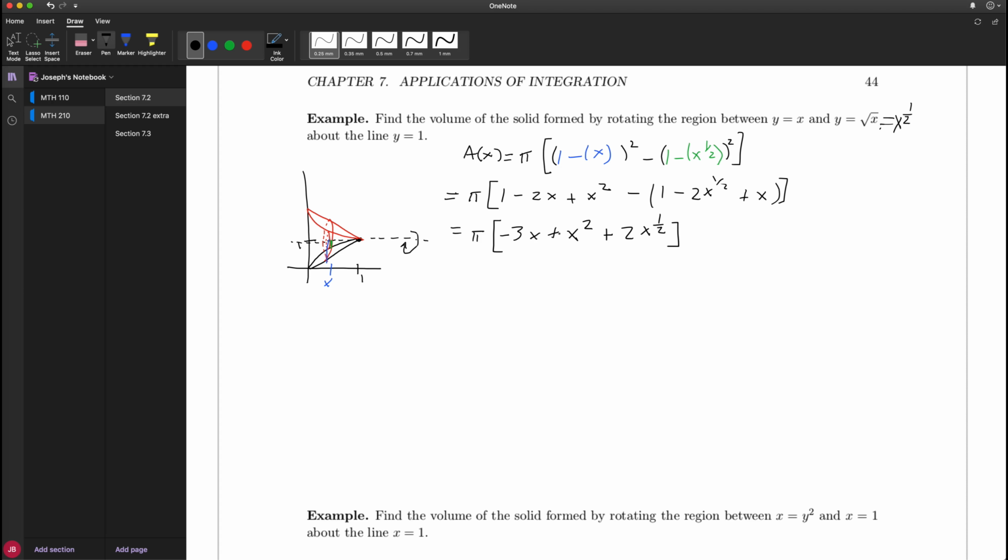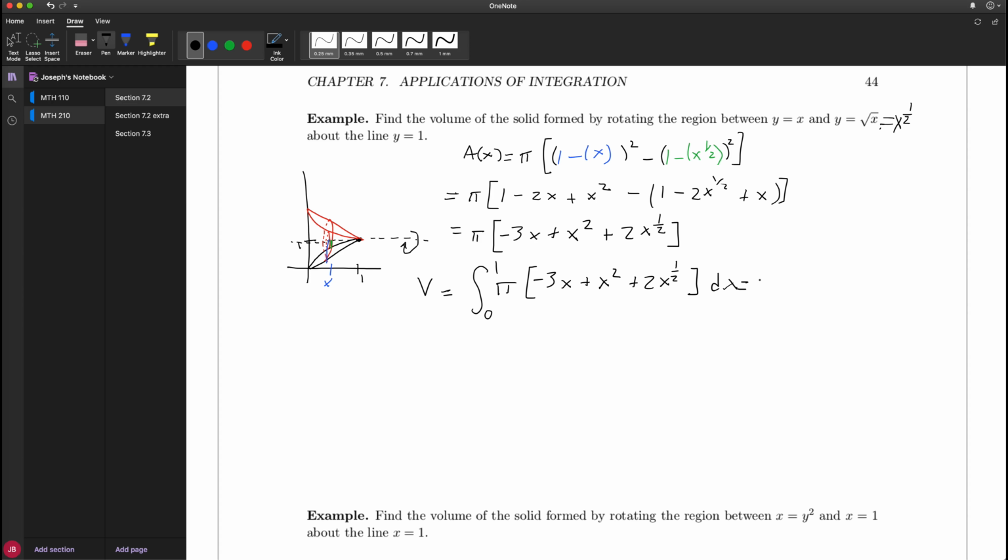All right, so we have to integrate now, since everything is in terms of x, along the x bounds of the region. So what we're going to get is the volume of this solid is the integral from 0 to 1, x bounds on the region, of pi times minus 3x plus x squared plus 2x to the 1/2 dx. So again, this is just integrate A of x dx.